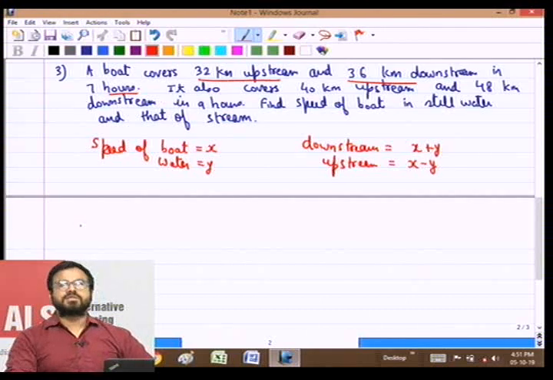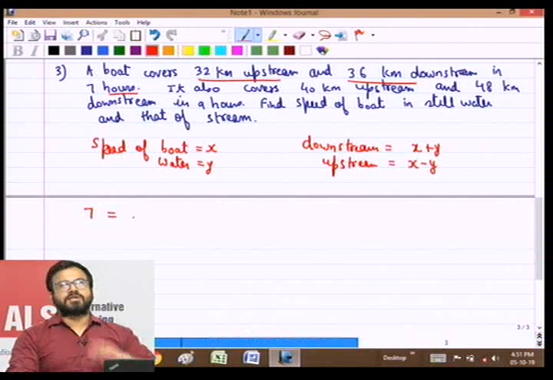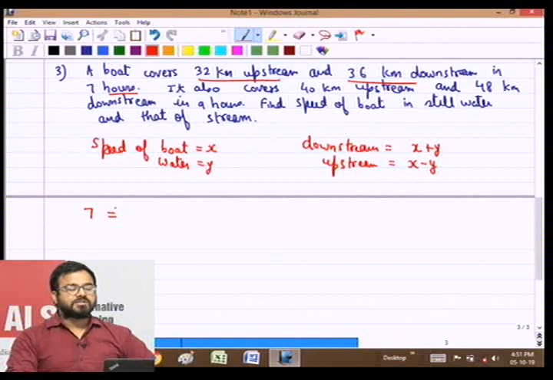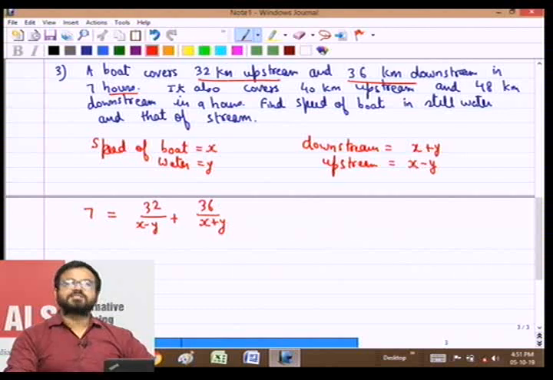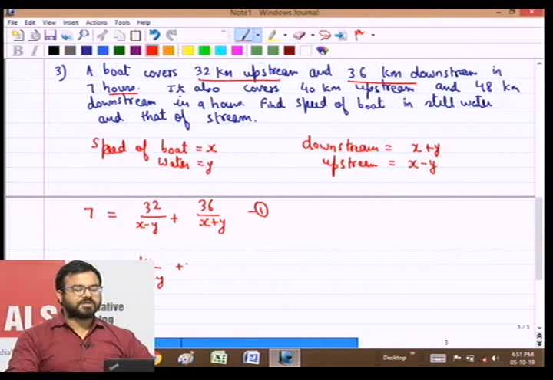So time is equal to distance upon speed. In these 7 hours, 7 is equal to the time taken by both upstream and downstream. Time taken by upstream is distance over speed, plus time taken in downstream, distance over speed. This is the first equation. In the same way, the second equation is 40 km upstream, so 40 over x minus y, distance upon speed, plus 48 over x plus y, and this is going to be 9.